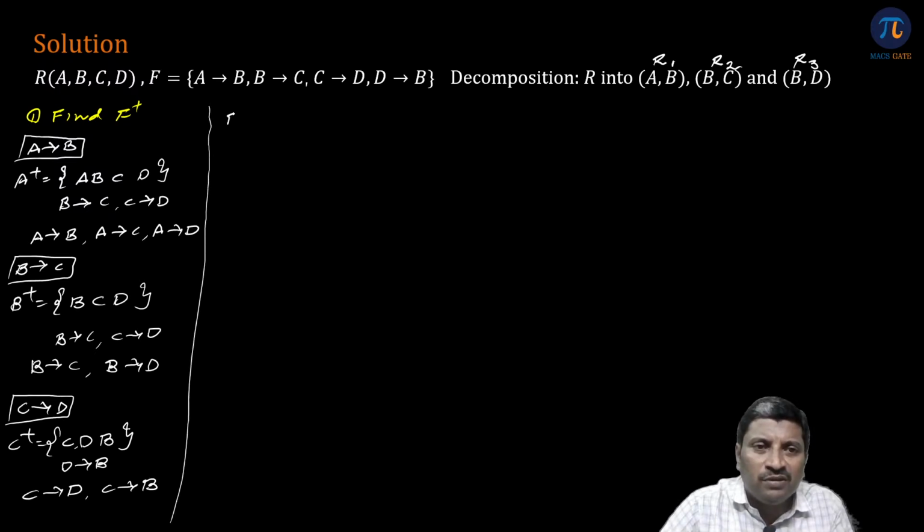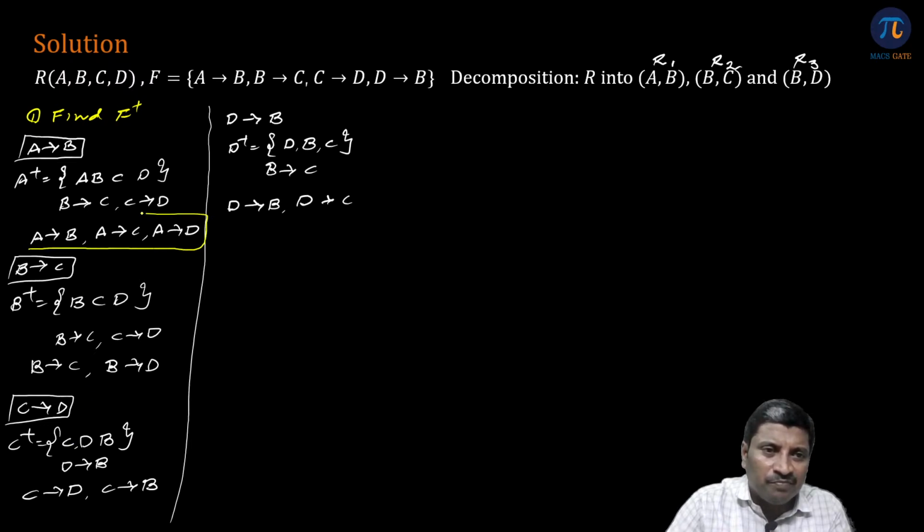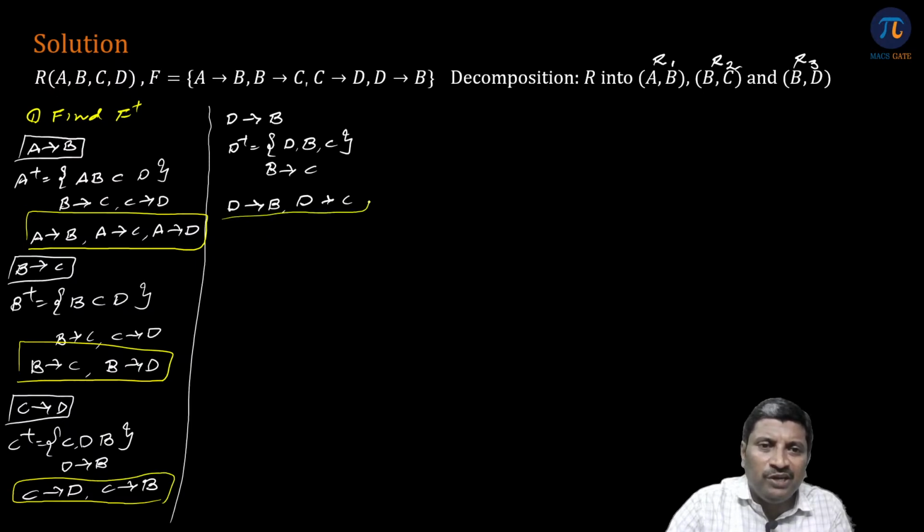What is the fourth one? D implies B. With the D, what can you write? With the D, you can write D, B. With the B, you can write C. That's it. So we have D implies B, D implies C. So with the first, A, you can write 3. With the B, you can write 2. With the C, 2. With the D, 2.